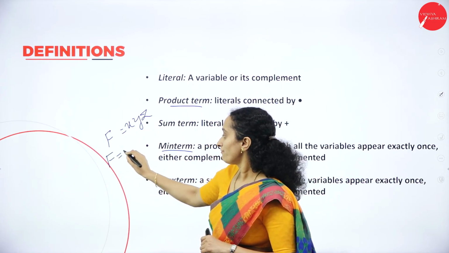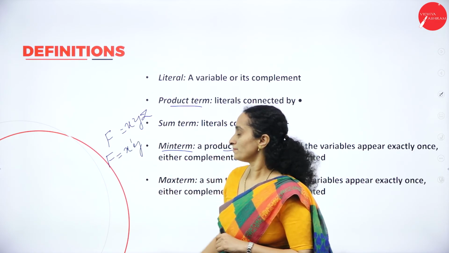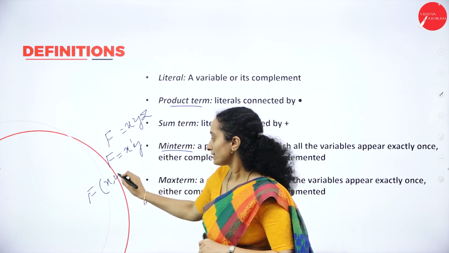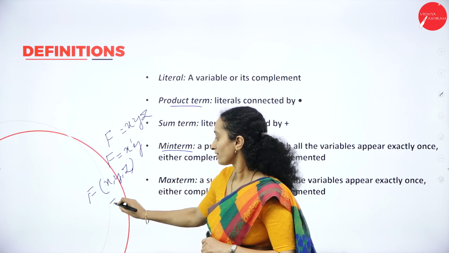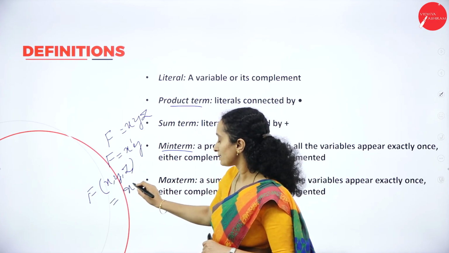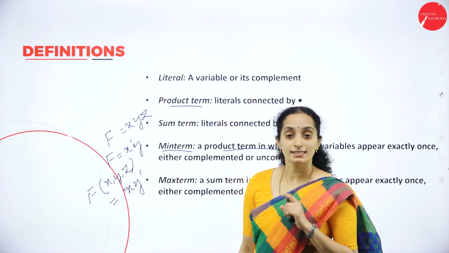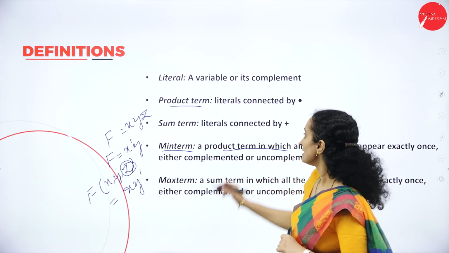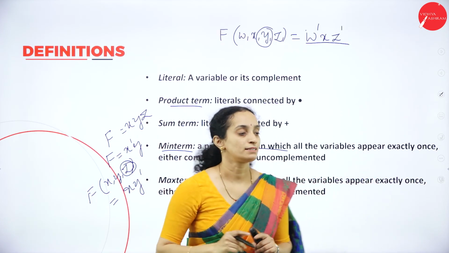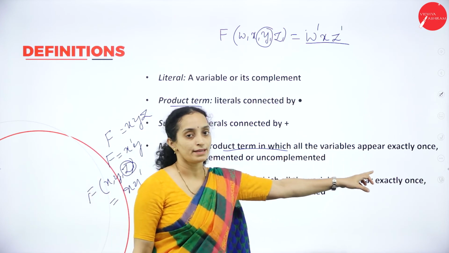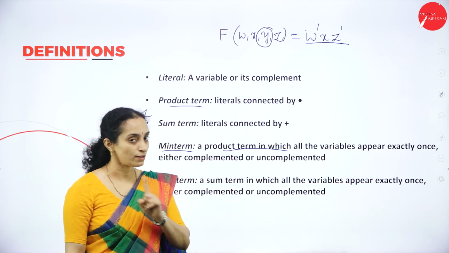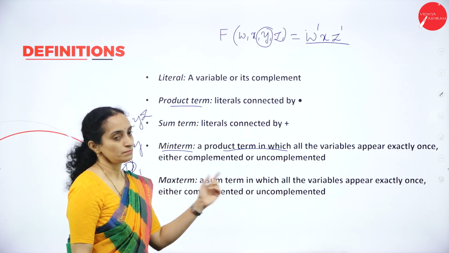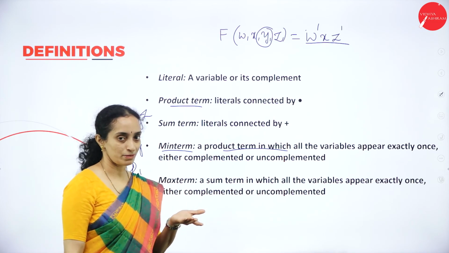If you have f of x comma y comma z with the expression x y dash, this is not a min term because the variable z is missing. It becomes a min term when all the variables appear exactly once. All the variables must appear exactly once. Okay. Next is the max term, the complement of the min term.